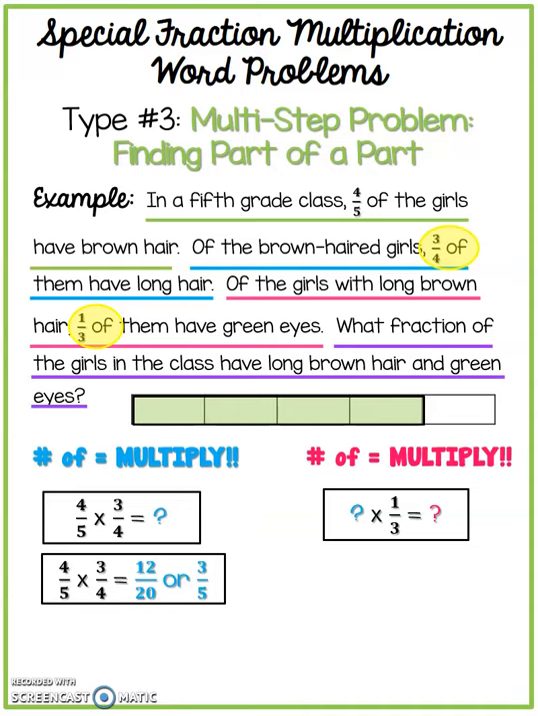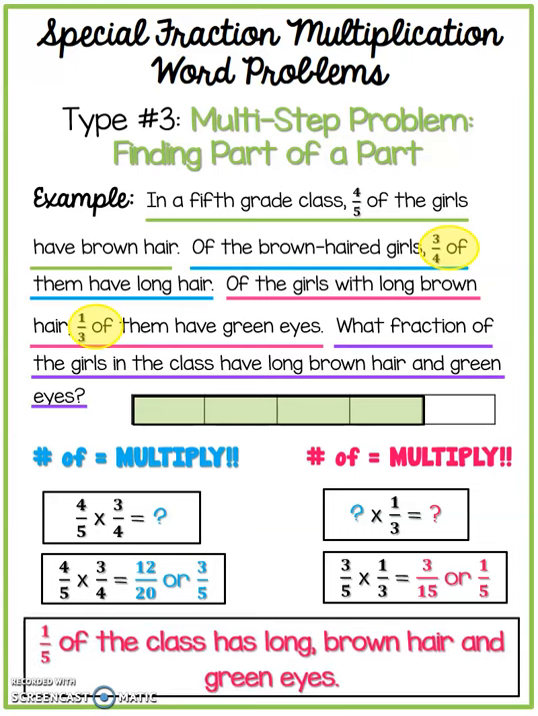Now I can use that 3/5 number as part of my second step, which is to multiply 3/5 times 1/3. That gives me 3/15 or 1/5 in simplest form. So finally, I can answer my question by saying that 1/5 of the class are girls with long brown hair and green eyes. So be on the lookout for these special kinds of story problems.